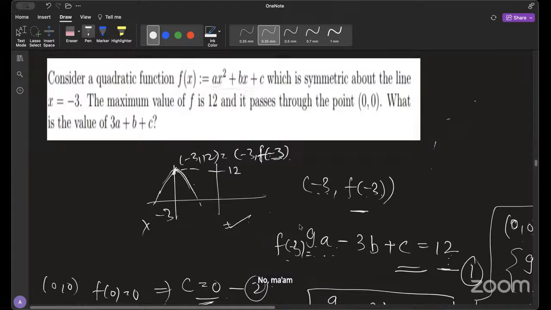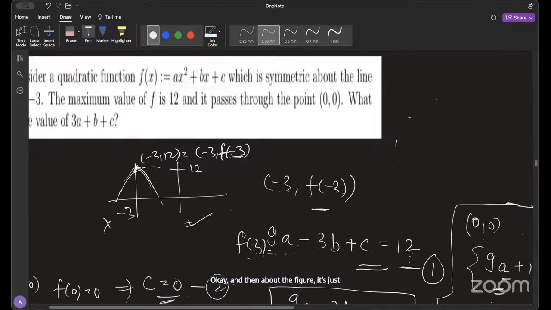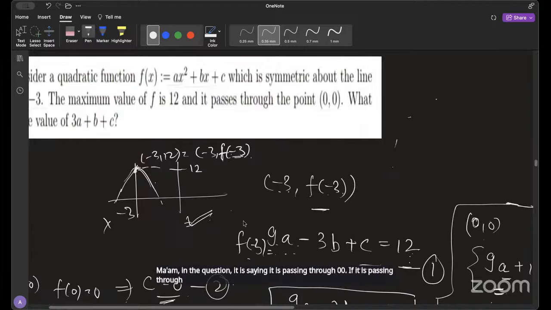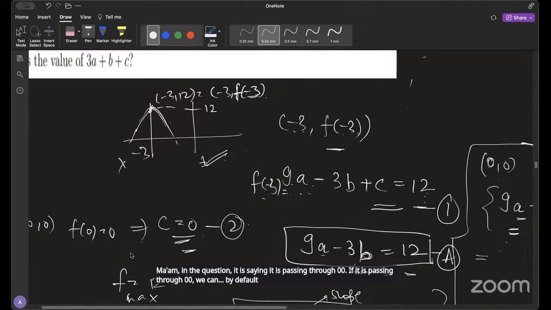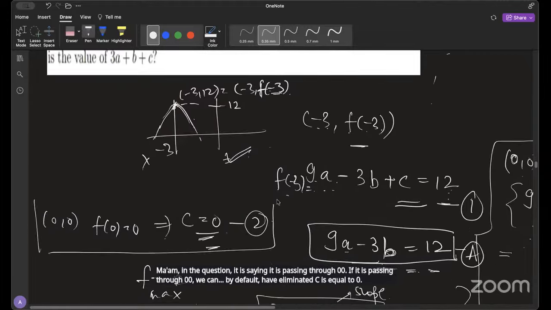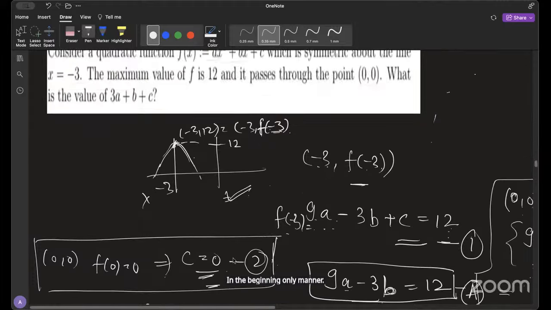Okay. And then about the figure, it's just this. Else, everything is some pieces of information given to you, and then you just club them together to solve it. Ma'am, in the question it is saying it is passing through 0, 0. If it is passing through 0, 0, we can by default eliminate c equal to 0 in the beginning only, ma'am. We've done it here.